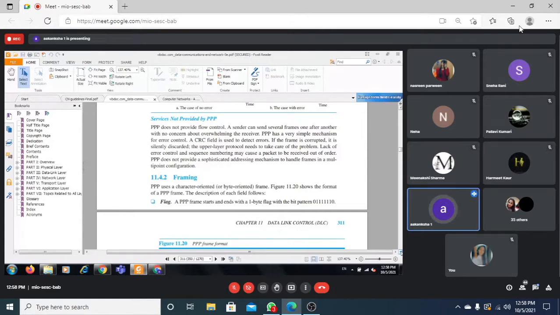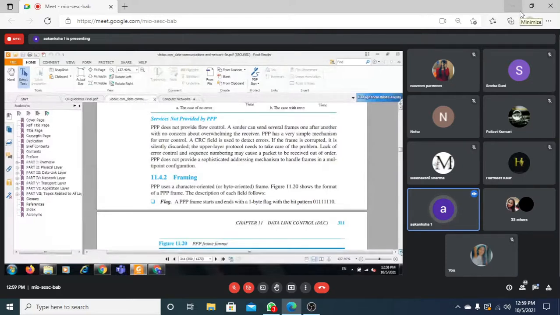We discussed flow control and error control in the last class. Error control means whatever data is sent by the sender is properly received by the receiver side of the data link layer. So what does PPP do? It does not do flow control, but it does a simplistic error control in the form of CRC. When it is doing framing, it appends the CRC field to the frame to detect errors in the frame. If the frame is corrupted, it is silently discarded. It does not do anything to repair the frame, but silently discards it.